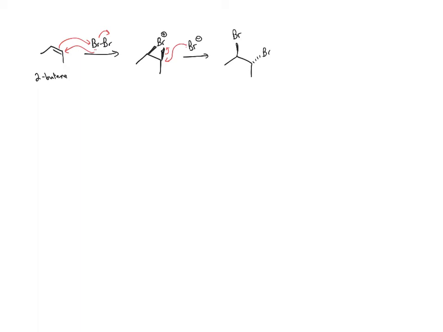Overall, we lose a pi bond, so that's 63 kcals per mole. But we gain 2 sigma carbon-bromine bonds, and so that's 2 times 67 kcals per mole. So overall, this reaction is exothermic.